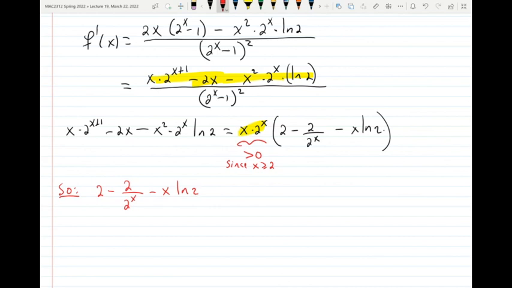What can we do here? Is this positive or is this negative? So let's see. I can certainly see that this is going to be a negative number, and I'll tell you why. When x is big enough, this is going to be negative. The reason is that the bigger x gets, this fraction 2 over 2 to the x is going to be very small, so it's not really going to count. We just need this term in absolute value to be bigger than 2, and that's going to happen very quickly.